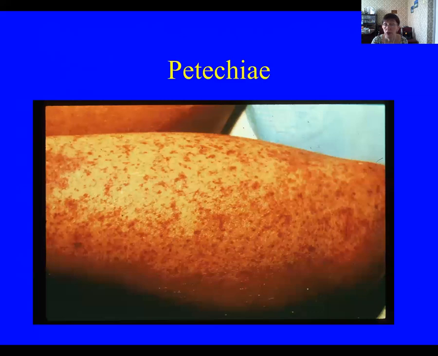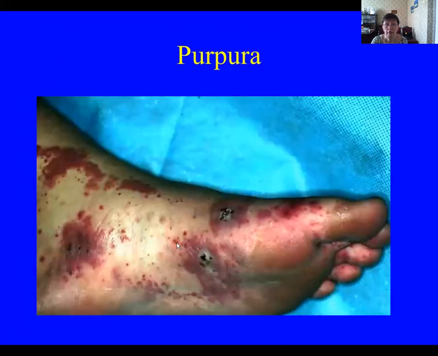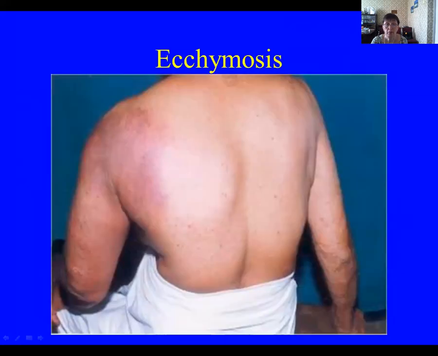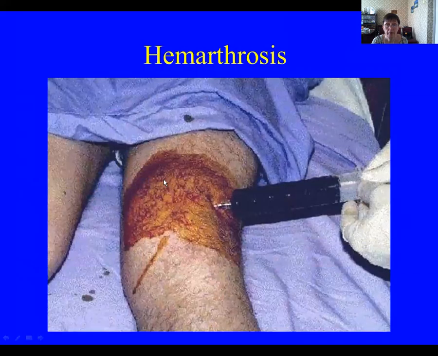Here we see the picture of petechiae, small hemorrhages on the skin, less than 0.5 centimeters in diameter. But here we see the example of purpura. The area of these elements is even more than 1 centimeter. And here we see the picture of a patient with ecchymosis. So the ecchymoses here are of different shape and size.